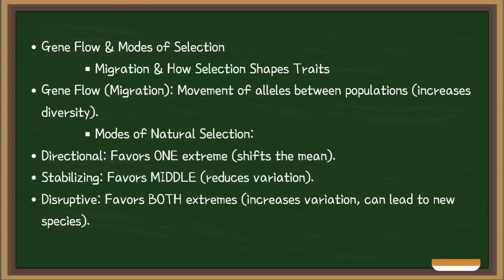Directional favors one extreme, shifts the mean. Is usually homozygous recessive. Stabilizing favors the middle, so it doesn't favor any extreme. It reduces variation. And disruptive favors both extremes, which increases variation and can lead to new species.